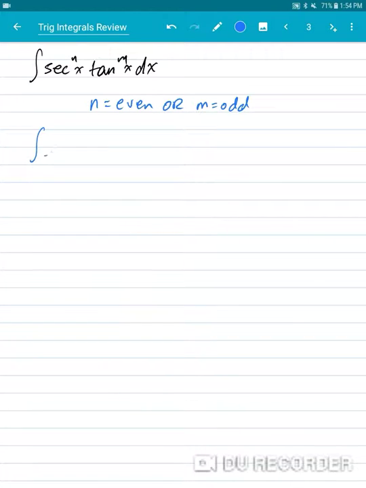So let me see. I have secant to the power of 4x, tangent to the power of, I don't know, 5x dx. This falls into this category. In both cases, I have n is even and m is odd. So using that n is even, and forget that m is odd, it's not relevant if you use that n is even, then what you want to do is you split 2 secants off. Okay, so n is even.